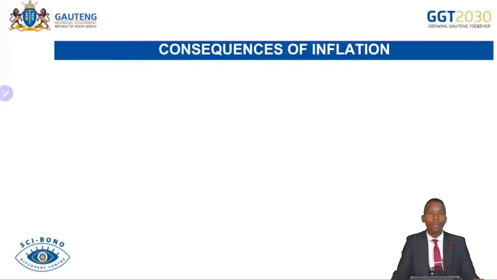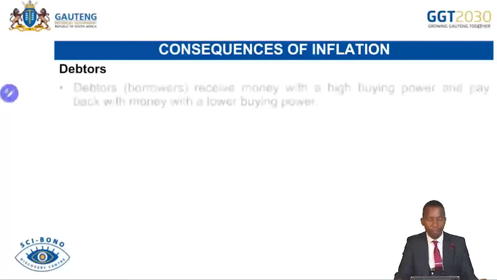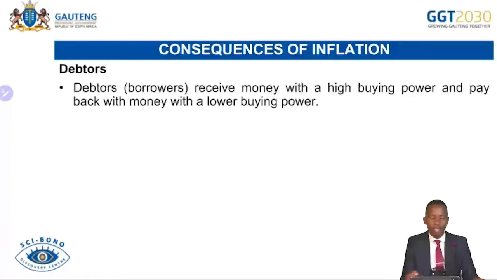As inflation increases, what happens now to relevant stakeholders within the economy? We talk about creditors and debtors. We talk about poverty and living standards. We talk about industrial peace. We talk about a lot of components that accompany inflation that will always be affected by the inflation. Let's look at the consequences of inflation. The debtors. Remember, debtors are the ones that are borrowing money from commercial banks or financial institutions.